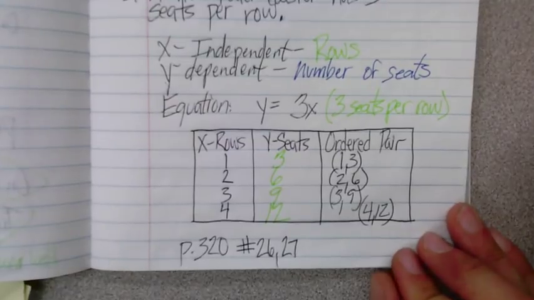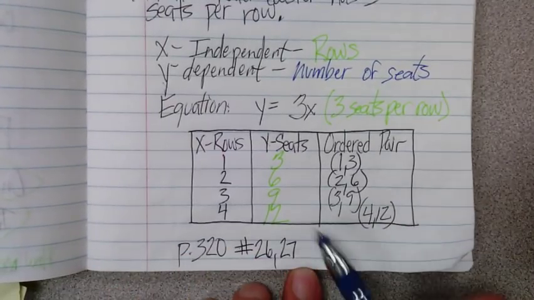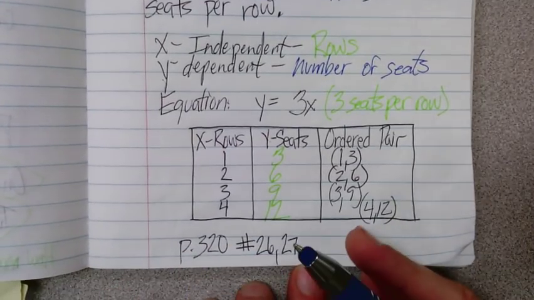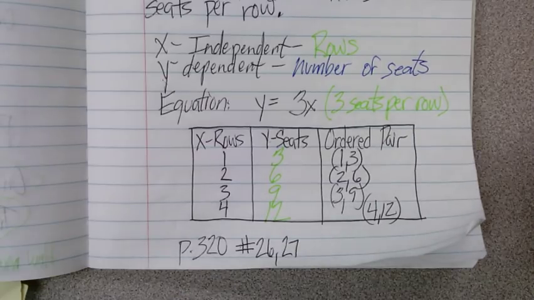Number 26 and 27, and then you have to have Mr. Burns or Miss Russell check your answer. Watch the video again, pause it if you have to. And then once we give you the okay, then you will get your classwork assignment after that.